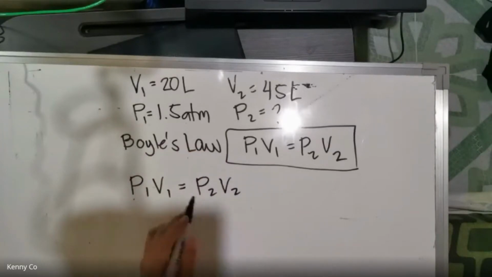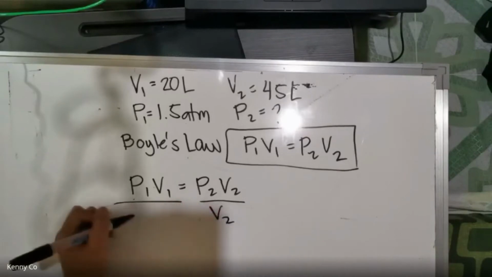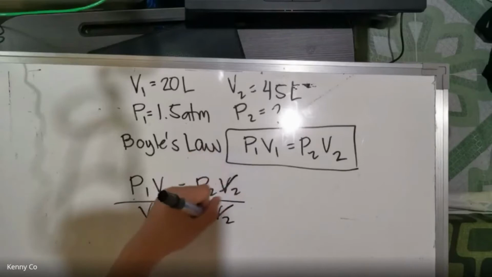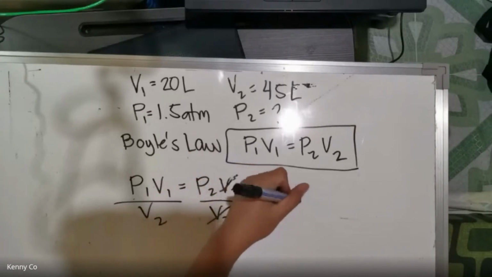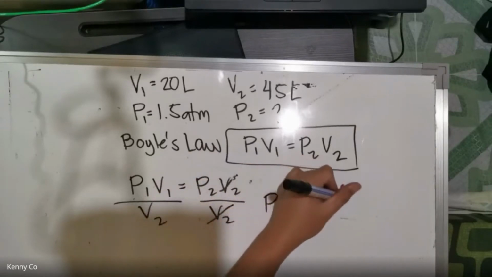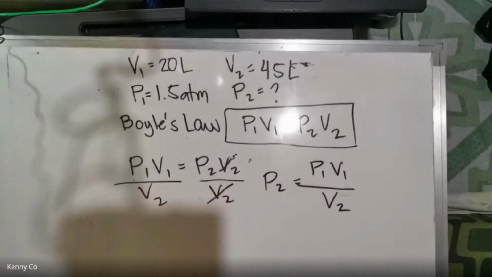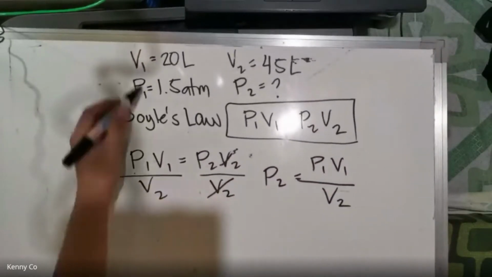So, P1 V1 is equal to P2 V2. Nawawala ang P2. So, kailangan nating i-divide yung kasama nung nawawala. Nawawala si P2. Ang kasama niya si V2. So, we have to divide both sides by V2 para maalis, para ang maiwan lang ay si P2. Cancel V2. So, P2 now is equal to P1 V1 over V2.